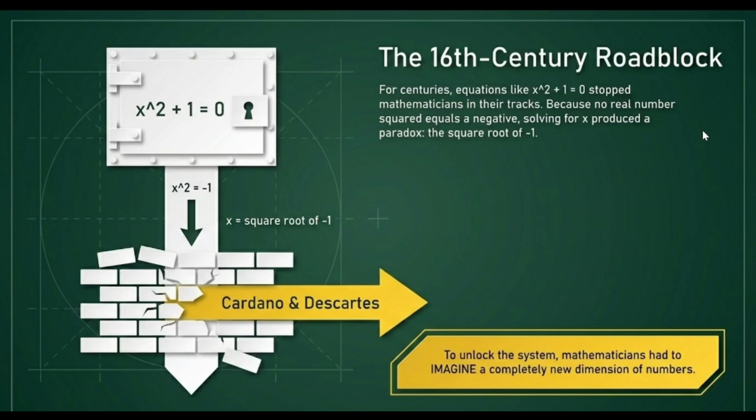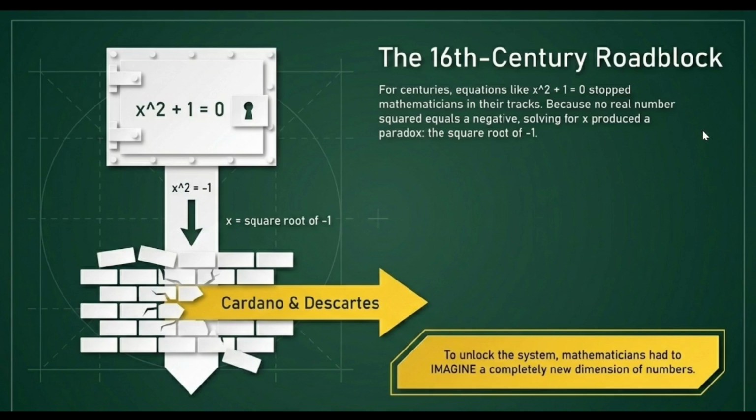Until the 16th century, mathematicians were stuck. Equations like x squared plus 1 is equal to 0 were a dead end because no real number squared equals a negative. But then thinkers like Cardano and Descartes realized that if we imagine a new kind of number, the entire puzzle of mathematics fits together.